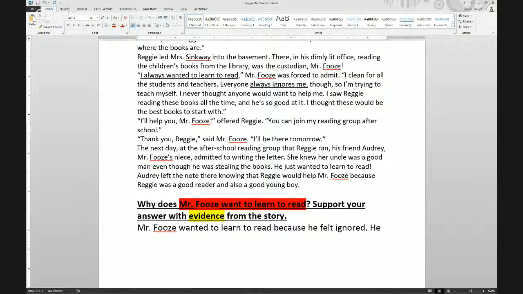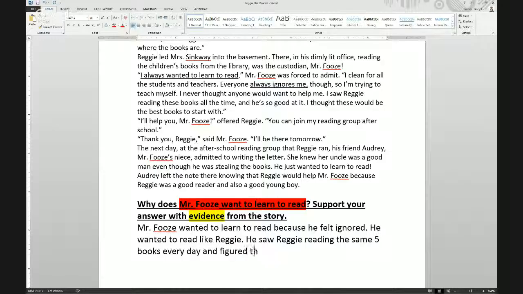He wanted, I have a good one. To read like Reggie. He saw Reggie reading the same 5 books every day and figured they were very good. That is why he started practicing with those 5 books.